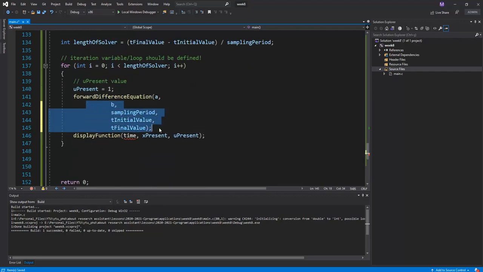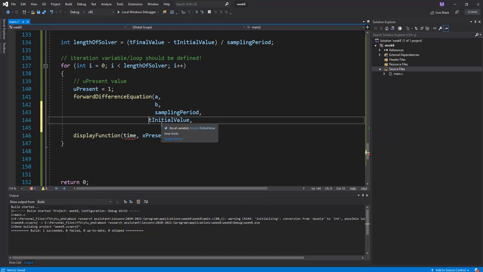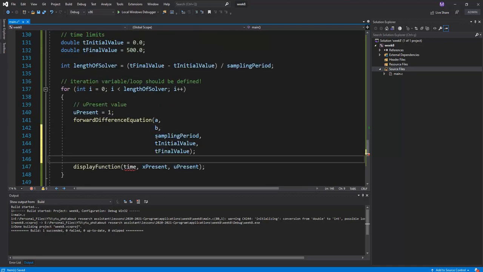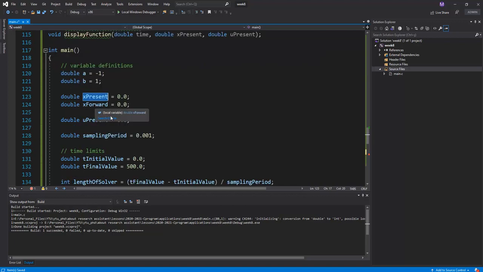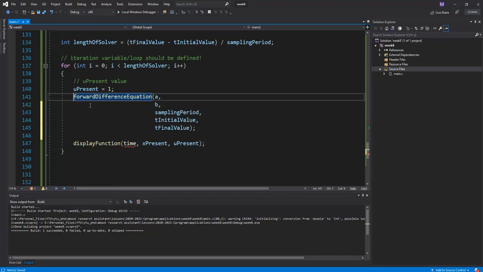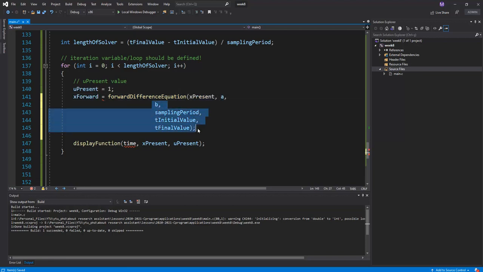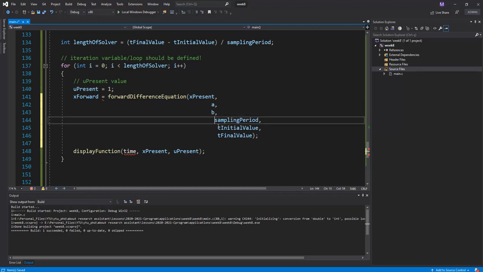And we should also obtain the function body in here like this one. We should obtain the x present and x forward value. If this is the forward difference equation, the x forward should be returned and the x present should be given to this equation, and this is the general standard notation of the creation of the function body.